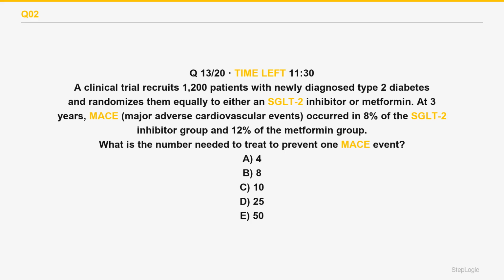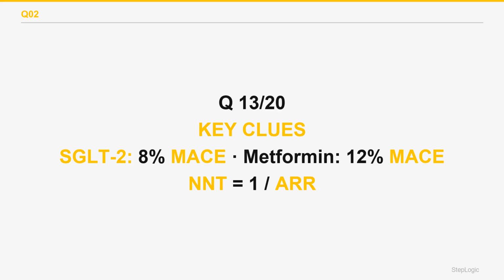Read the command. Number needed to treat. SGLT2 inhibitor 8% MACE, metformin 12%. NNT calculation. Absolute risk reduction equals the control rate minus the treatment rate. 12% minus 8% equals 4% absolute risk reduction. NNT equals 1 divided by ARR. 1 divided by 0.04 equals 25.